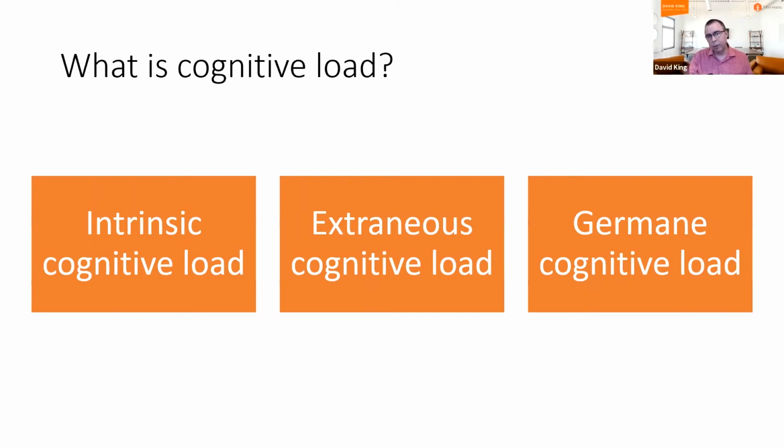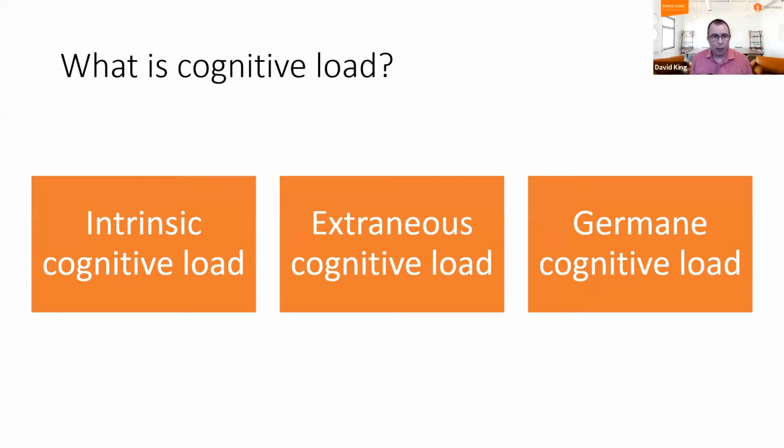So this is the manner in which the information is presented. If it's presented well, you don't have to devote much of your cognitive load. If it's presented badly, you have to devote a lot. What's left is your germane cognitive load. This is the remainder. And your germane cognitive load is the resources you can apply to processing and constructing schemas or frameworks for this information to put into your long-term memory.